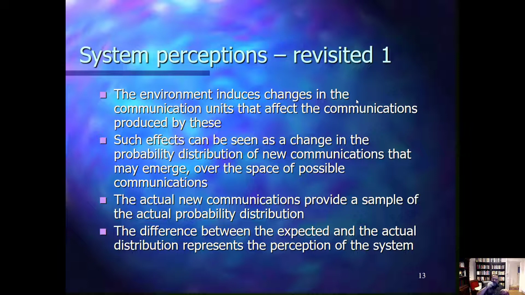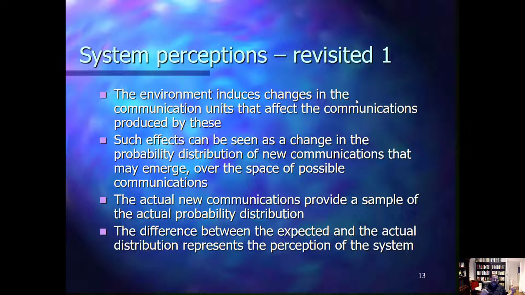So every time you pick a communication, that is a sample from this actual probability distribution over the possible continuations. There is an expectation of the system of what communications might follow given these referencing and continuation rules of the system, which determine how the communications are generated. And the difference between the expected and actual distribution represents the perception of the system. So you have an expected continuation distribution, and you have an actual continuation distribution.